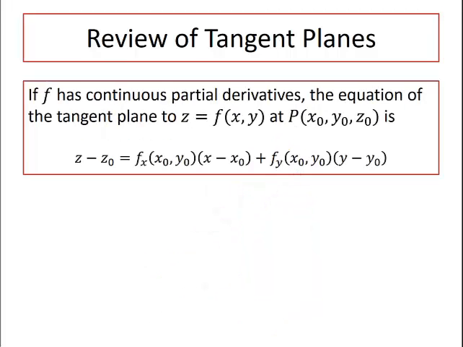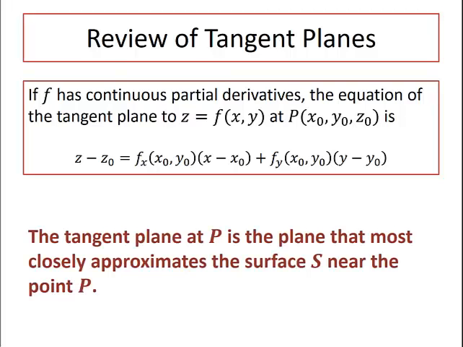Now, if f has continuous partial derivatives, we saw that the equation of the tangent plane to the surface z equals f of x y at the point x naught, y naught, z naught was given by the formula here. z minus z naught equals our partial derivative of f with respect to x evaluated at our point times x minus x naught plus our partial derivative of f with respect to y evaluated at our point times y minus y naught. And furthermore, we saw that the tangent plane at P is the plane that most closely approximates our surface near the point P.